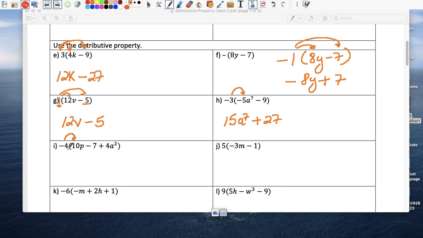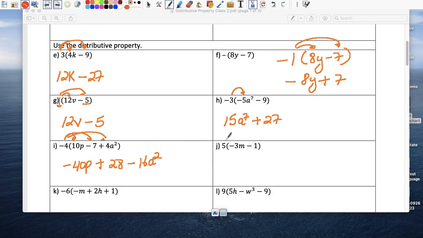Negative times a positive, so the 4 is negative, the 10 is positive, the 7 is negative, and the 4 is positive. Okay. Negative times a positive is a negative. 4 times 10 is 40p. Second one, negative times a negative is a positive, and 4 times 7 is 28. Last one, negative times a positive is a negative, and 4 times 4 is 16a squared. Can I combine anything? No. So always look at the end if you can combine any like terms, if there are like terms.